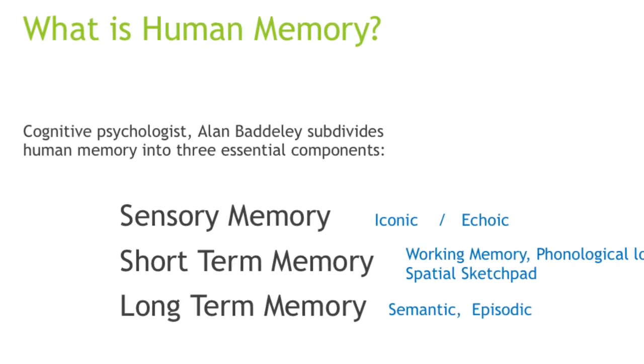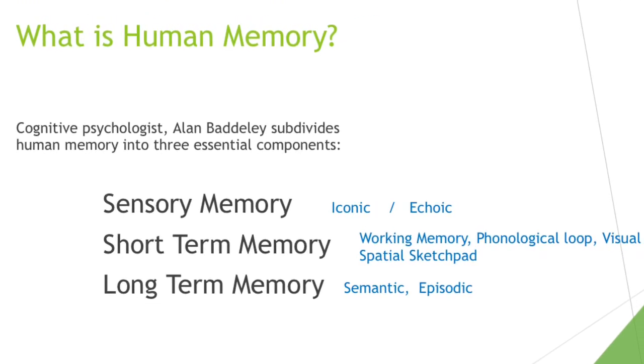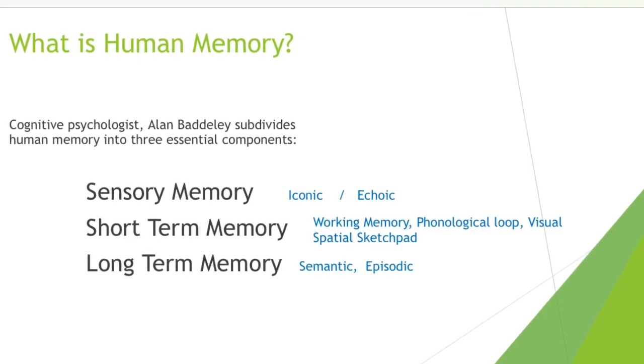The eminent psychologist Alan Baddeley subdivides human memory into three fundamental parts. The first of which is sensory memory, and this is a residual imprint of some sensory event. For example, if you were to look at a light bulb for a few seconds and then close your eyes, you'd still be able to see a residual imprint in your mind's eye of that light bulb. This is an example of sensory memory. Now, that sensory input then feeds through to our next memory system, which is short-term memory.